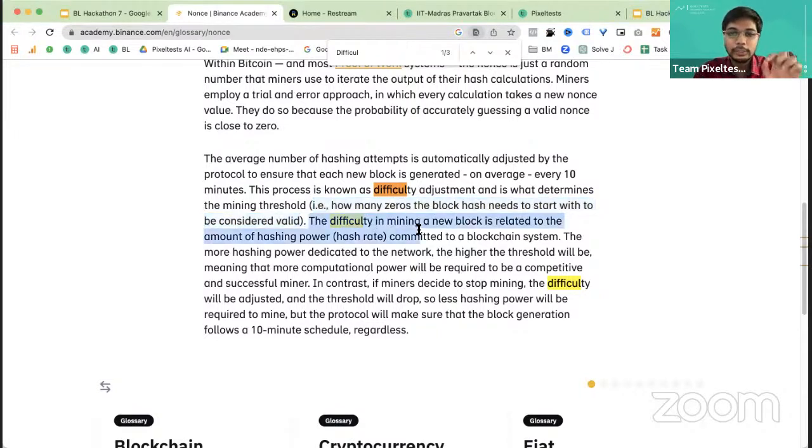So the difficulty in mining a new block is related to the amount of hashing power committed to a blockchain system. We'll discuss more of it as we proceed, but you can still understand that if miners decide to stop mining, the difficulty will be adjusted. For example, if the miners get discouraged, the difficulty could be adjusted and the threshold will drop, meaning it will be a little easier to mine, right? So it could be a value that is also adjusted, but this is a hypothetical case. More or less, this is all about the nonce.